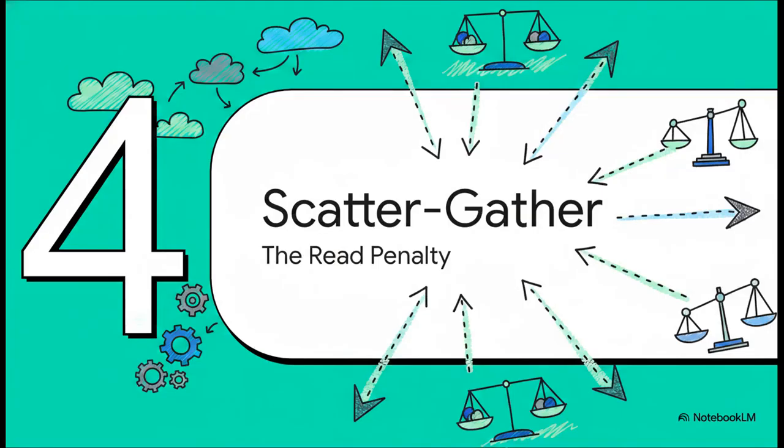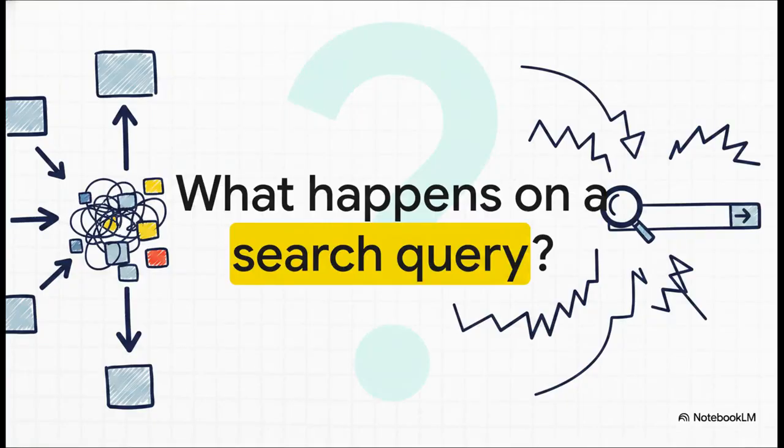Section 4. The scatter-gather-read penalty. Because, as you'll soon learn in system design, there is absolutely no free lunch. Okay, so writes are incredibly easy now. But what happens on the read path? What actually happens when a user opens the app and hits that search button? Well, this is exactly where the complications of local indexes rear their ugly head.